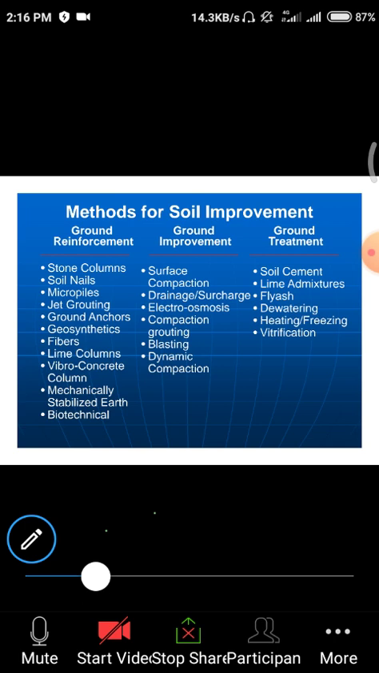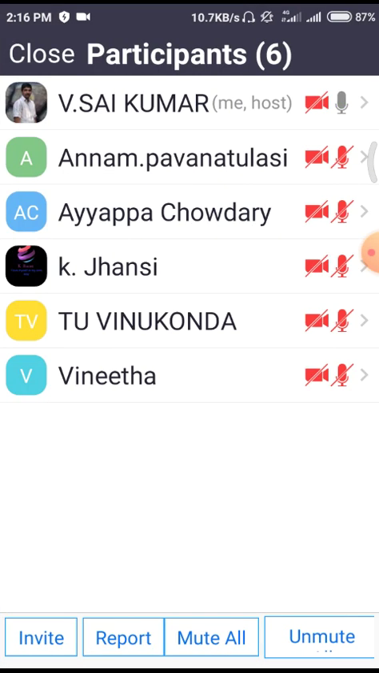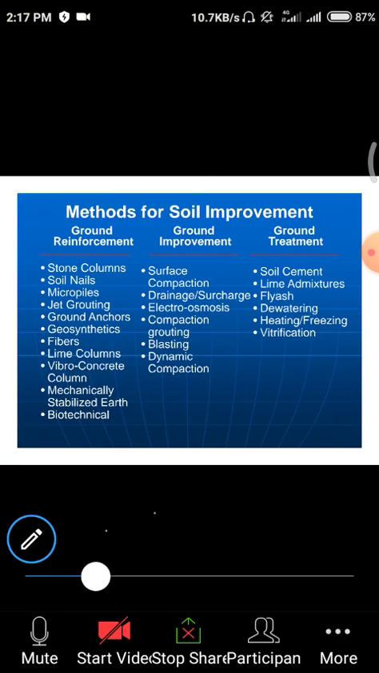Next one we have ground anchors. Normally anchors are used to relay a particular load to a particular position. That means to counteract improper super elevations, eccentricities like that, we normally use these ground anchors for different structures.